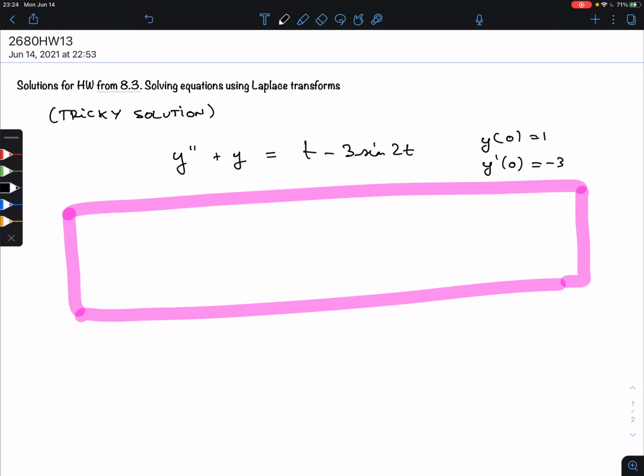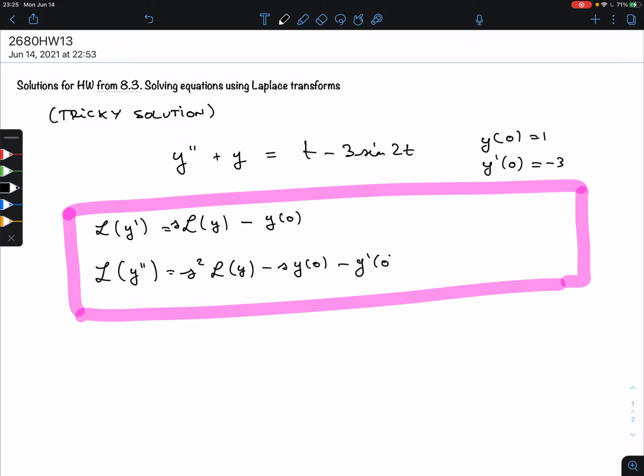So we need to know what the Laplace transform of a derivative is. And that is s times the Laplace transform of the original one minus y(0). And if we do the Laplace transform of the double derivative, that is s squared times the Laplace transform of y minus s times y(0) minus y'(0).